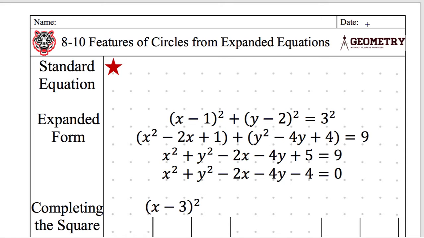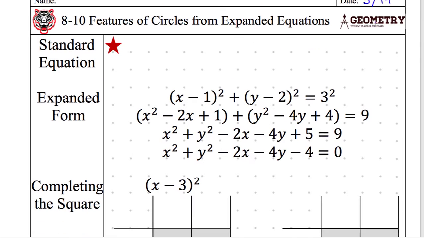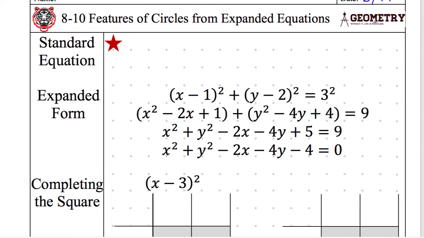Today's date is Tuesday, March 19th. And yeah, we have a difficult lesson ahead of us. Let's go ahead and get started. Standard equation of a circle. I'm asking this over and over again because you need to have it memorized. Standard equation of a circle is what?